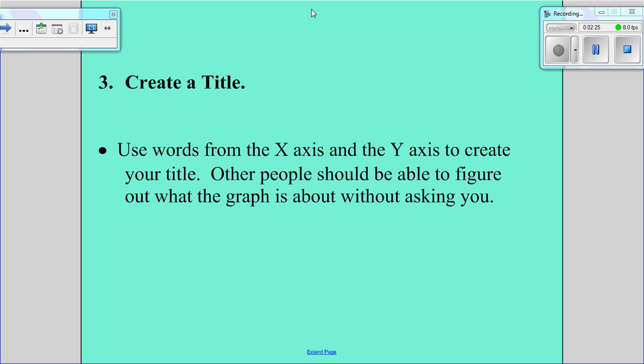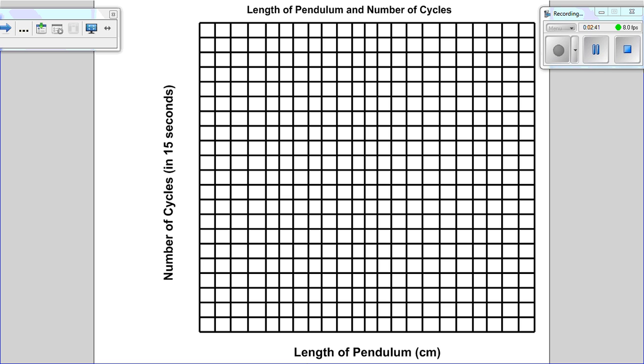Step number 3 to creating a line graph is to create a title. You use words from the x-axis and the y-axis to create your title. Other people should be able to figure out what the graph is about without asking you. Here's an example of a title. I took words from the x-axis, length of the pendulum, and combined them with the words from the y-axis, number of cycles. I shortened it up to Length of Pendulum and Number of Cycles.